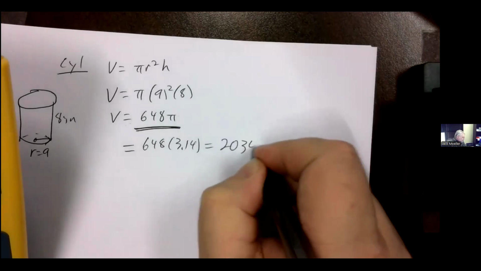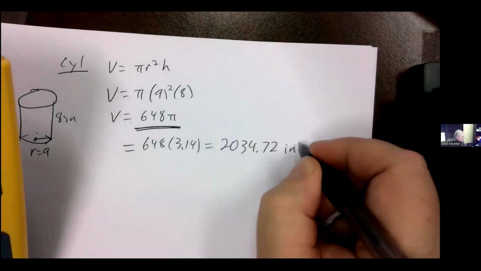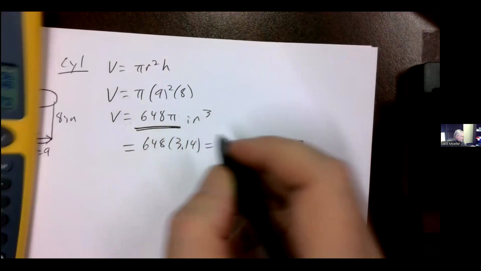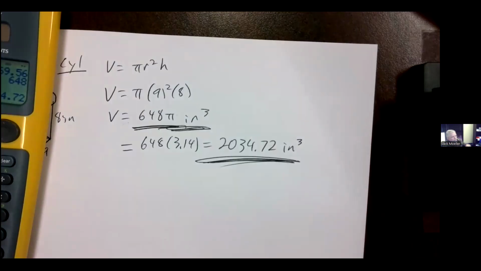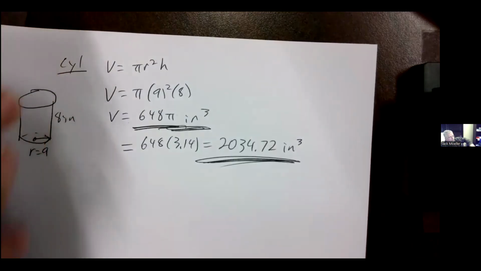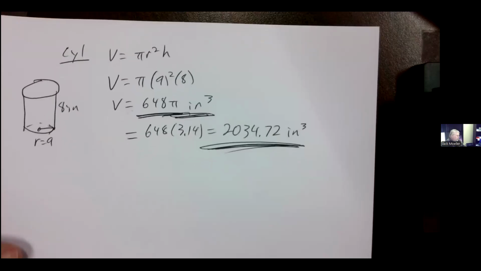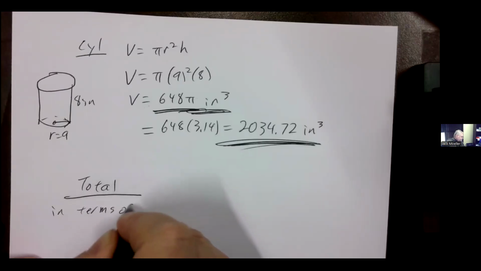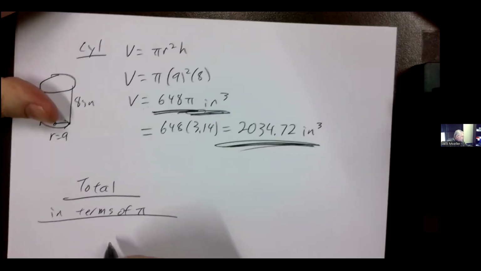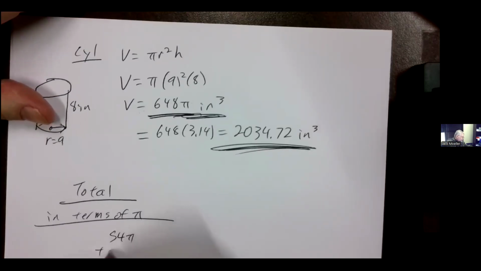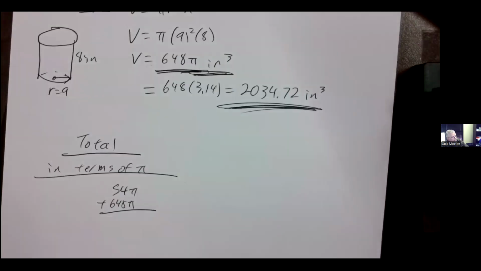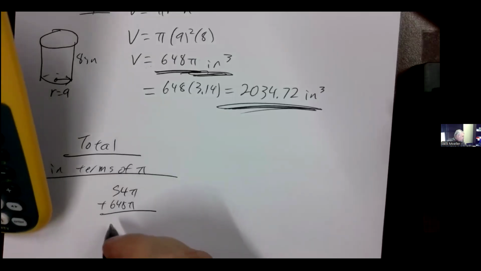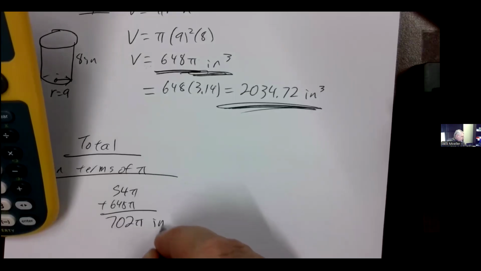And again, don't round in the middle of the problem. Wait until the final answer. All right, so 648 pi cubic inches, or 2034.72 cubic inches. Okay, so for the total, in terms of pi, we're doing 54 pi plus 648 pi. Treat pi just like an x here. So this was 54x plus 648x. The pi is just going to come along for the ride. So it'd be 702 pi cubic inches.